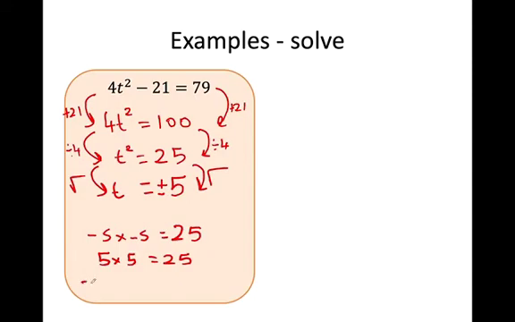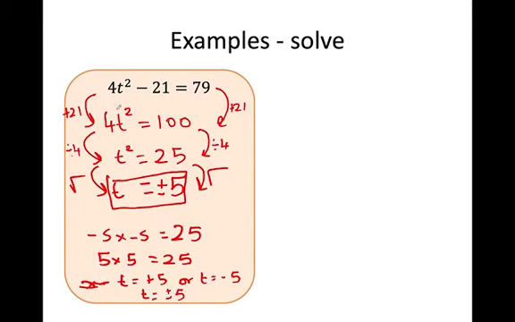Okay, so t will equal plus 5 or t equals minus 5. And a way we can write that quickly is how I've done it here. So t equals plus or minus 5. We can write t equals plus or minus 5.